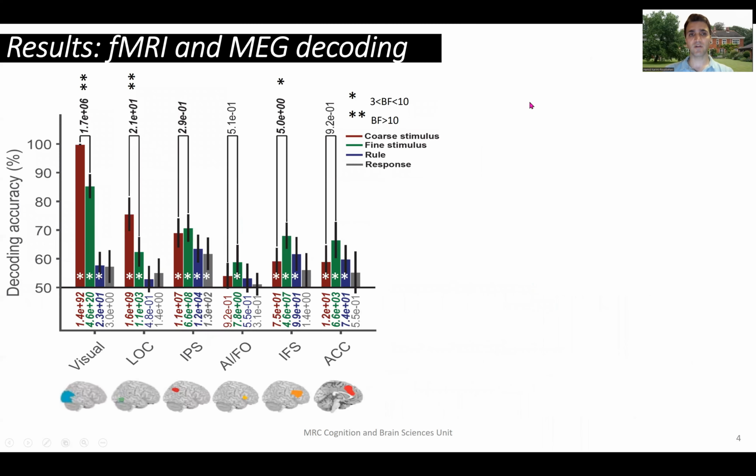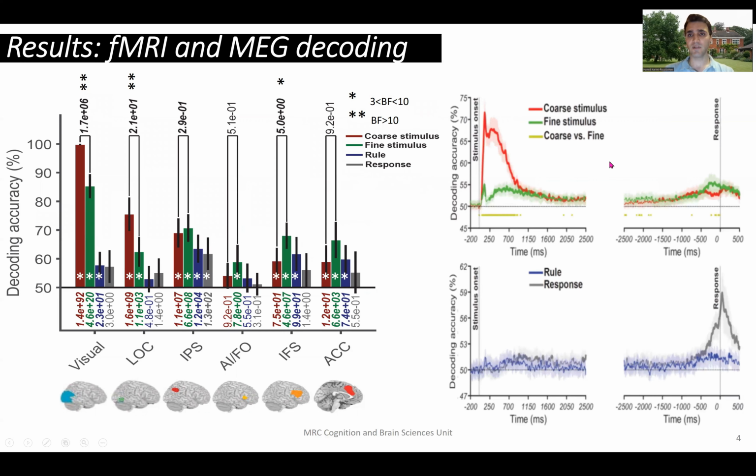So fMRI decoding results showed the domination of coarse stimulus information in early visual areas, as well as lateral occipital cortex, over the fine stimulus information, which was hard to discriminate for the participants. However, this trend was swapped across the multiple domain network, as you can see in these 4 regions. Rule information was also present across a wide variety of regions, including the visual areas as well as the multiple domain network. And response information only reached significance in the IPS area of the multiple domain network.